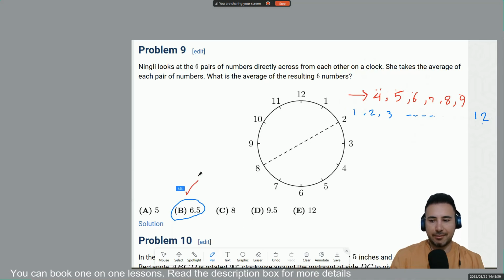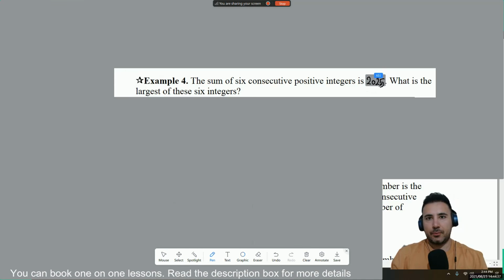Okay, so I have an extra question. Let me show you that one. Okay, this is the extra question. The sum of 6 consecutive positive integers is 2025. What is the largest of these integers? And you're going to use what I just taught you. The average is going to be the first number plus the last number divided by 2. Let's see if we could use that to find the answer to this question rather quickly.